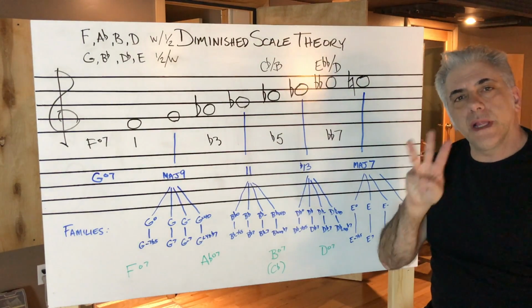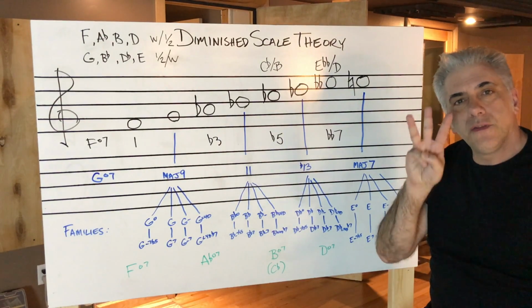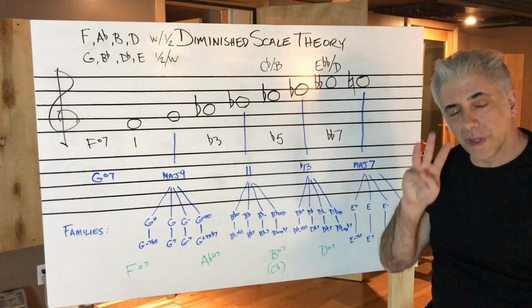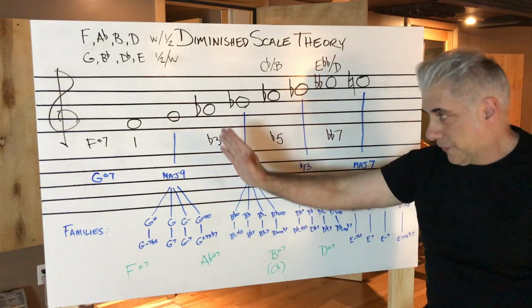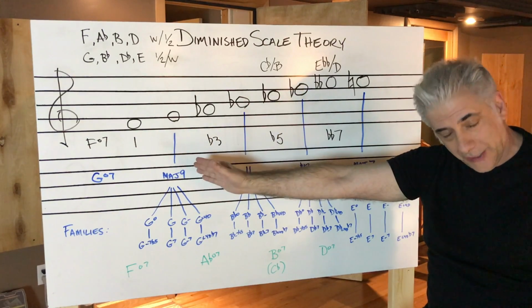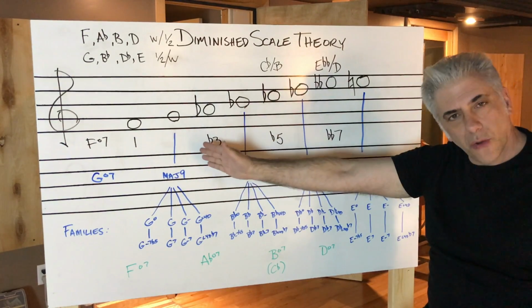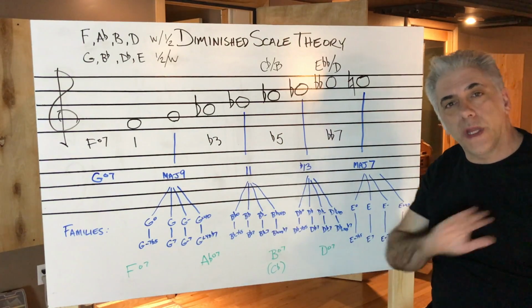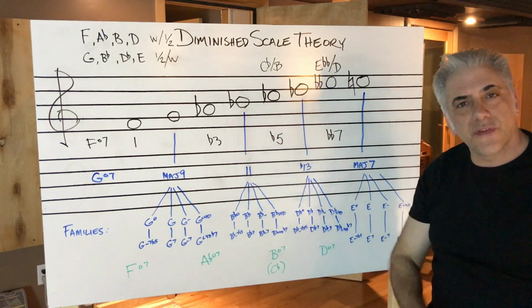So you only really need to learn 3 diminished scales, and you know all of them. Then they repeat. So there's literally only 3 to learn: F whole half diminished, F sharp whole half diminished, or G flat, and G whole half diminished. Once we learn those 3 and their families, we know all of them. Let's hear what they sound like.